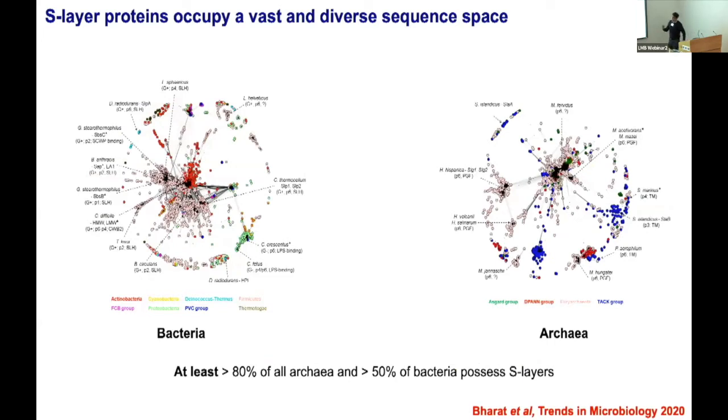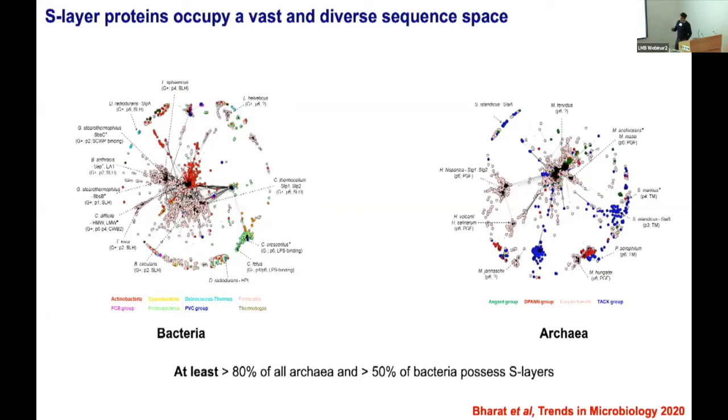These surface layer proteins are probably the most abundant proteins on this planet because of their high copy numbers on prokaryotic cells. Just to illustrate that, each dot here represents an S layer protein sequence, and the distance between these dots represents the evolutionary distance as measured by BLAST. This analysis showed us that more than 80% of all the archaea and more than half of all bacteria possess these S layers.